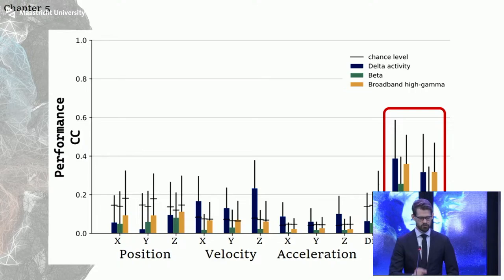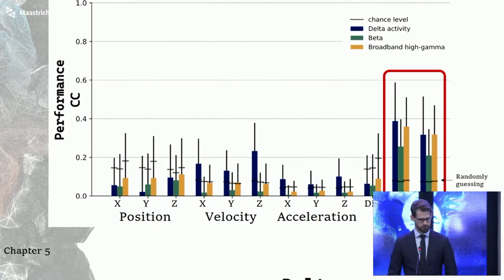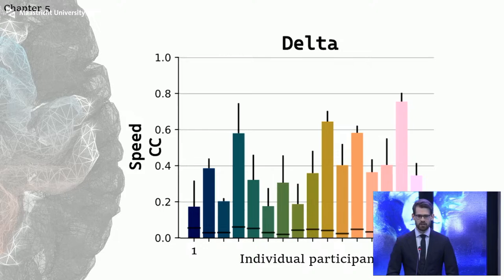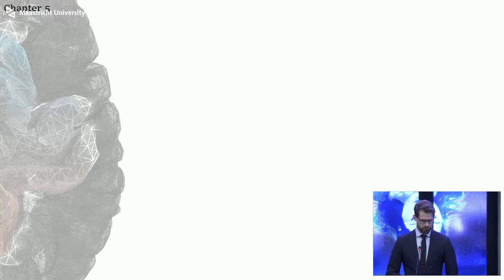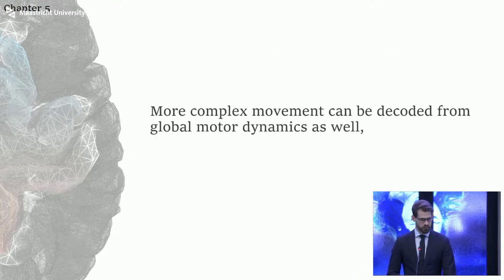So let's zoom in on the speed performance. These are the individual scores for speed. These are our 16 participants that participated in our research, and for each participant we were able to decode and predict the hand movement speed over time. Of course, the variation is there, but regardless of electrode placement, we can decode above chance. So far, more complex movement can be decoded as well from these global motor dynamics, but direction is still a challenge.